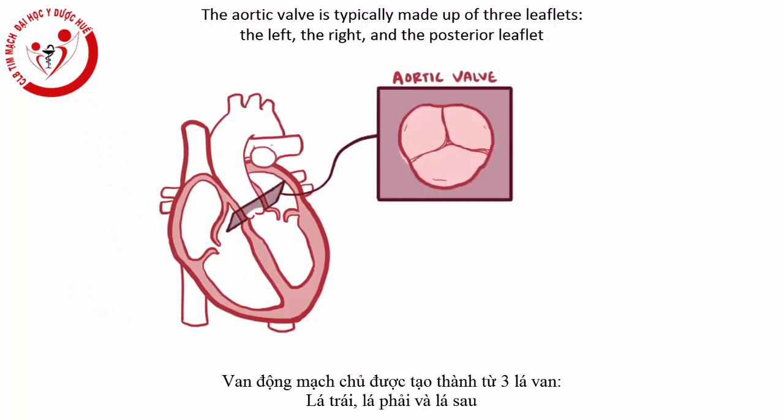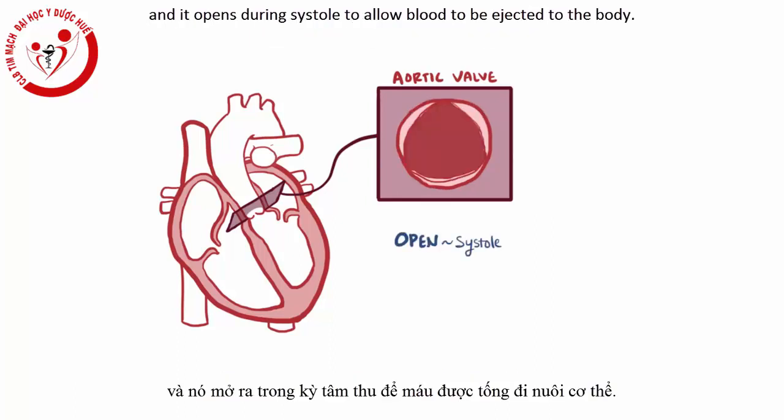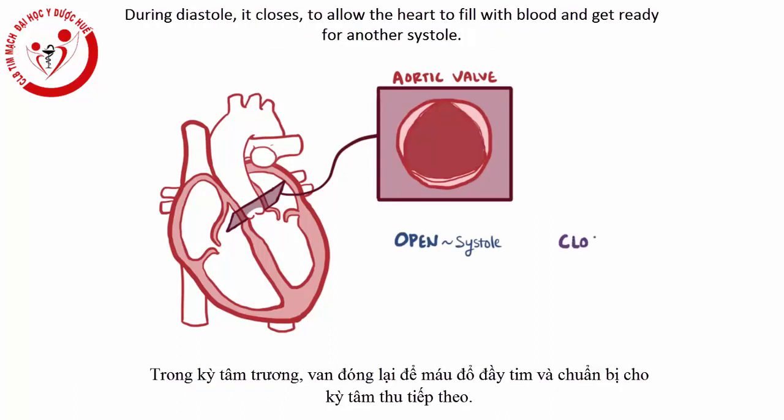The aortic valve is typically made up of three leaflets, the left, the right, and the posterior leaflet, and it opens during systole to allow blood to be ejected to the body. During diastole, it closes to allow the heart to fill with blood and get ready for another systole.